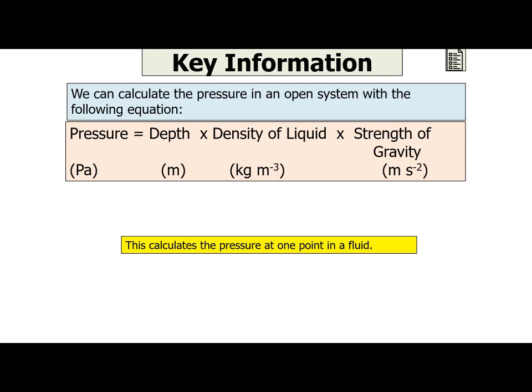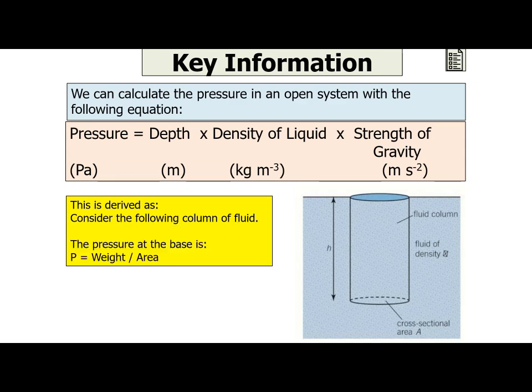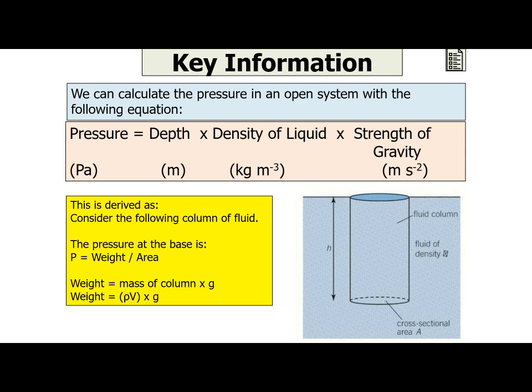Now, we can derive this. Consider the following column in the fluid. The pressure at the base of this particular column is going to be force over area. The force in this instance is weight, so the pressure is weight over area. Now, we know weight is equal to the mass in the column times g, the strength of gravity. We also know that mass is equal to density times volume. So weight is density times volume times g. Volume is the area times the height, so it's going to be rho times A times h times g.